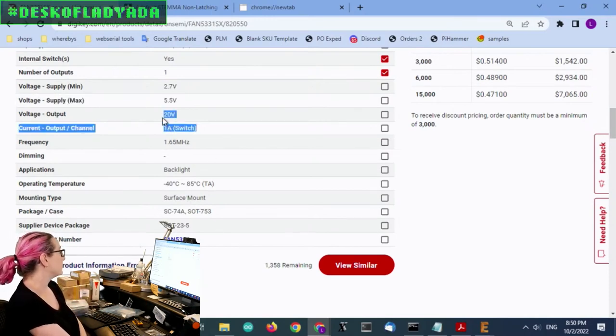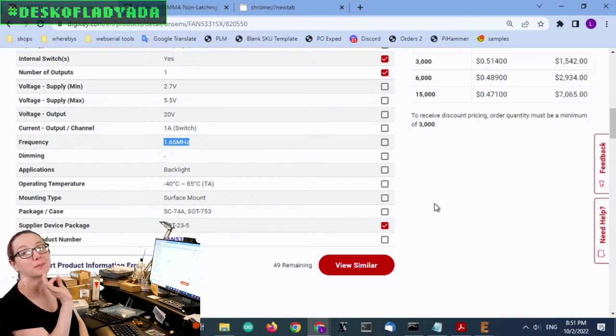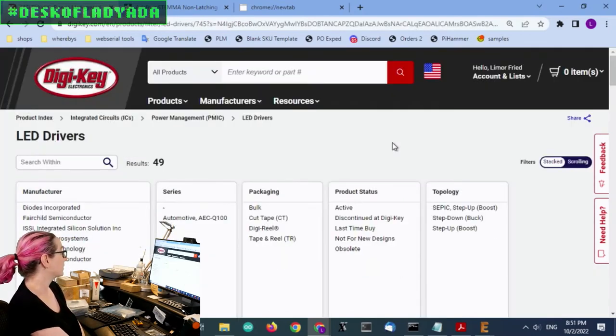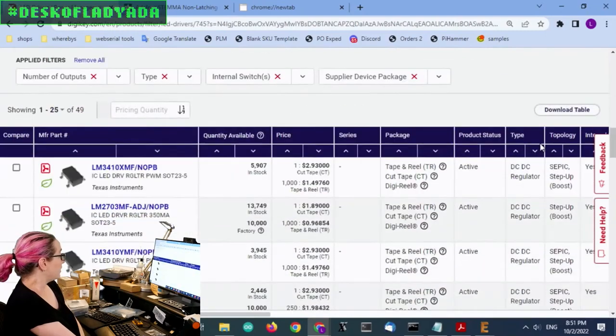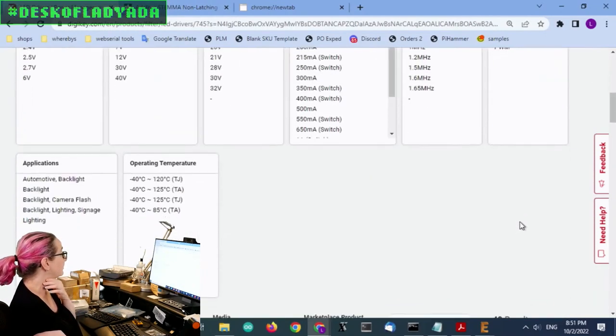I'll try to find something with about 20 volts, 1 amp switch, and hopefully high frequency. I do want it in SOT-23-5. I want it ideally to be pin compatible and functionally compatible, so I don't have to redesign. Okay. And then we're going to look at pricing at 1,000 pieces.